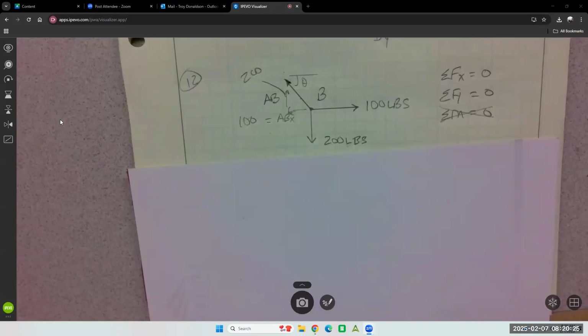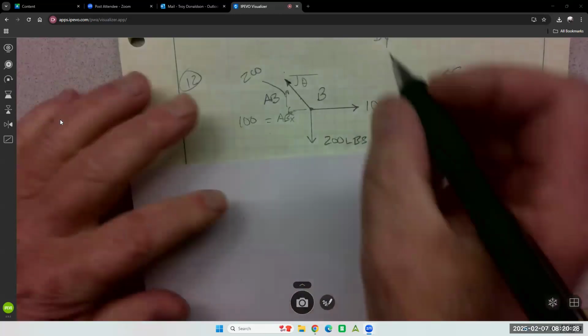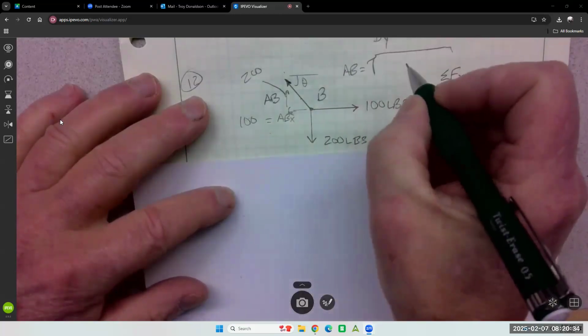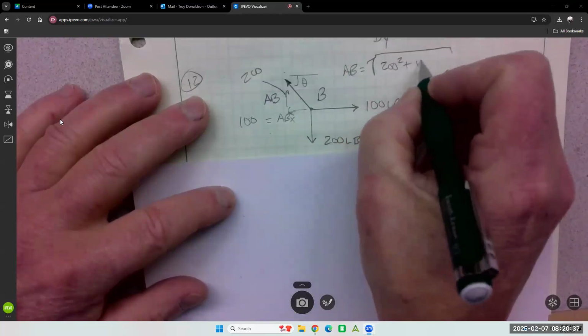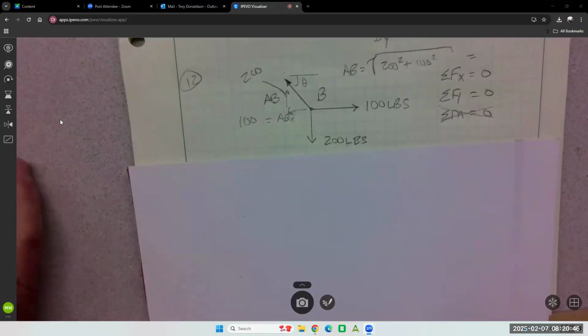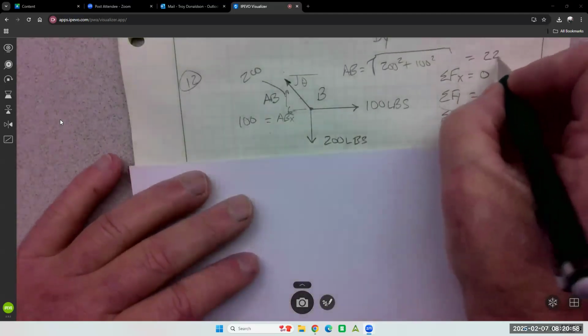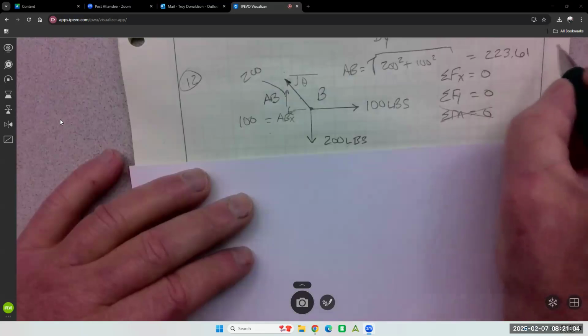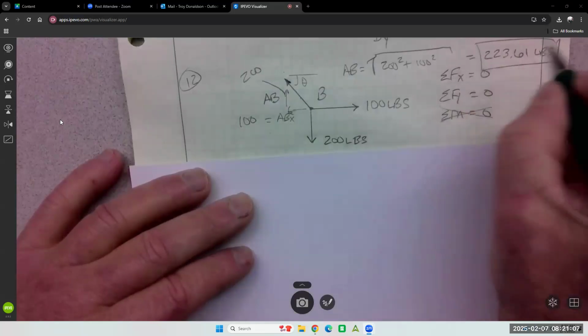How can I get AB? Pythagorean theorem. Yep. So AB equals the square root of 200 squared plus 100 squared. I need a little calculator action this morning. 223? Anybody else get that number? Yeah. 223.61 pounds. So that's its magnitude.